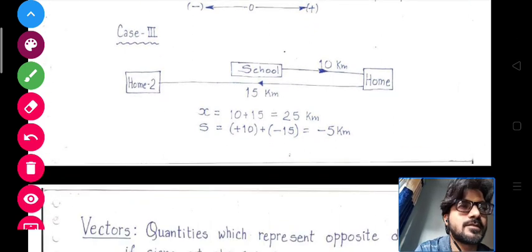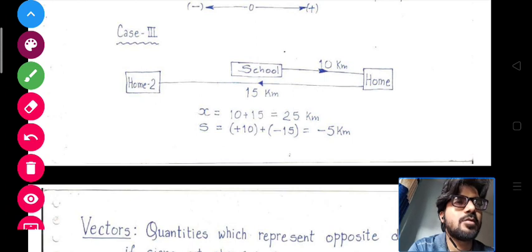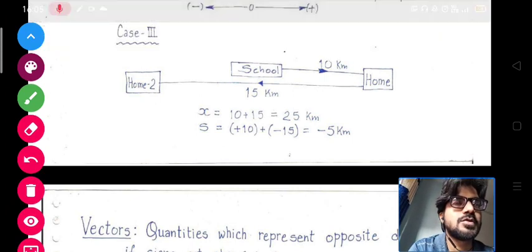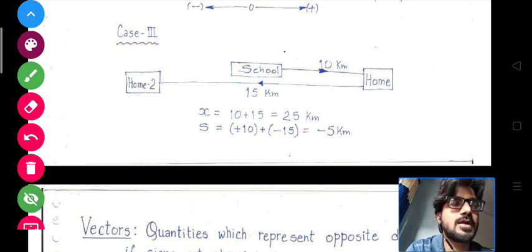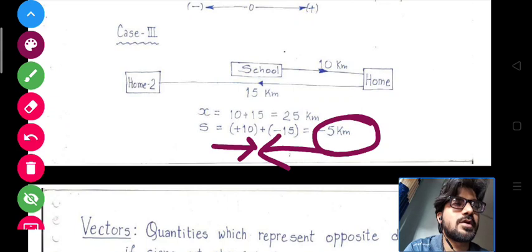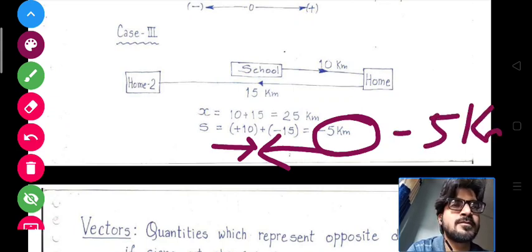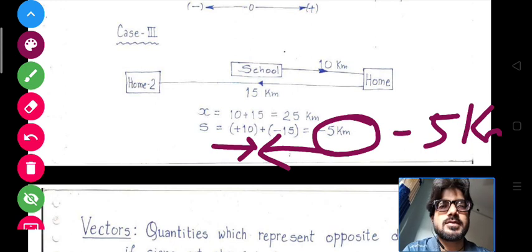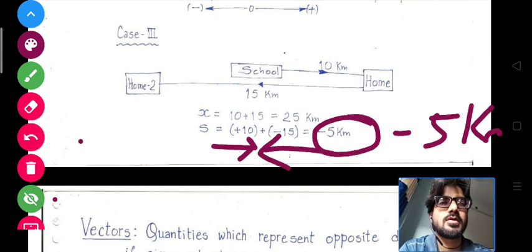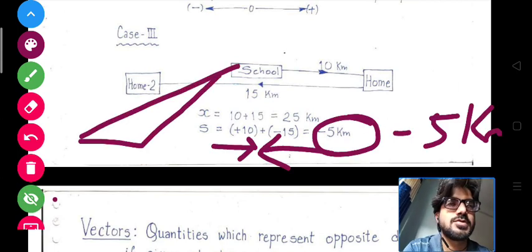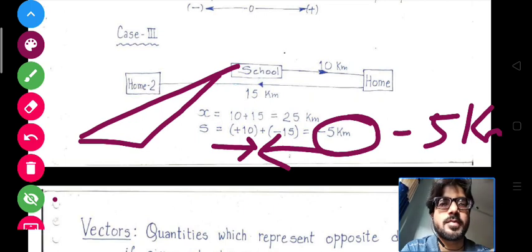Similarly, case 3. Here you have traveled 10 km plus 15 km, so the distance is 25. But carefully observe that for displacement you have traveled 10 km forward minus 15 km backward, so the displacement is minus 5 km. Like these, there are certain other cases in which angles are taken, so we will study these in a later part.